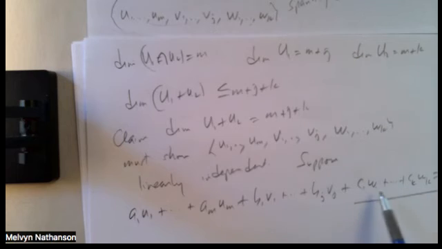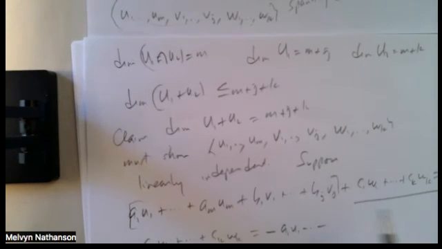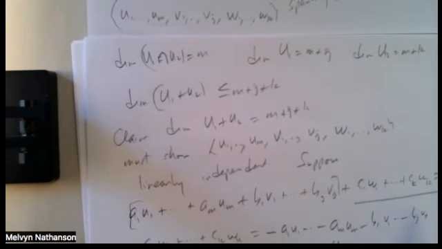If I bring all this to one side of the equation, I get c1 w1 up to ck wk equals minus a1 u1, and these are minus signs since I'm bringing this to the other side, minus am um minus b1 v1 minus bj vj. But this is a vector in U2, and this is a vector in U1. So this vector is in U1 intersect U2. It's in both.